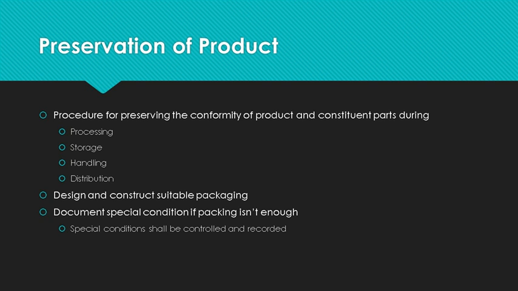Conformity of product does not end with final inspection and testing. All product and parts must be protected against damage during production, while in storage, while being moved, and during shipment. Your organization is responsible to design and construct suitable packaging. So don't leave it to the shipping clerk to decide which box to pack it in or how much stuffing to put around the product.